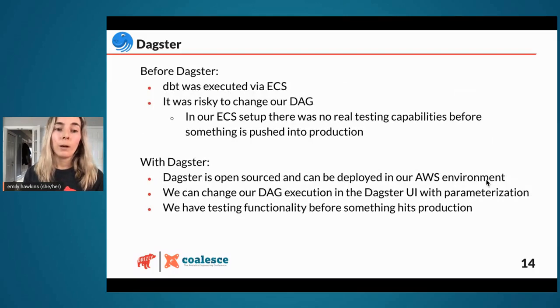Before we were on Dagster, DBT was executed via ECS. And in this way, it was hard to change our DAG. There weren't really testing capabilities before pushing something into production. Things like DBT run, DBT seed, DBT test were pretty straightforward to implement, but things with more complex logic were a little bit trickier.